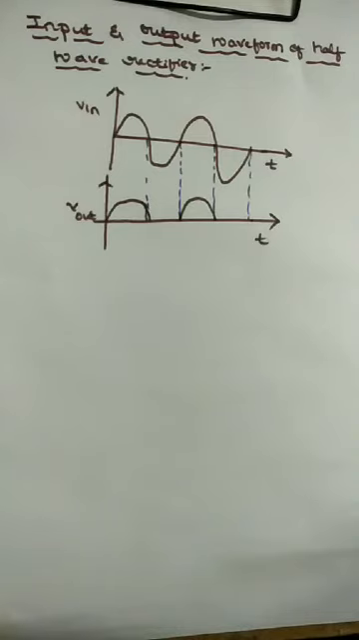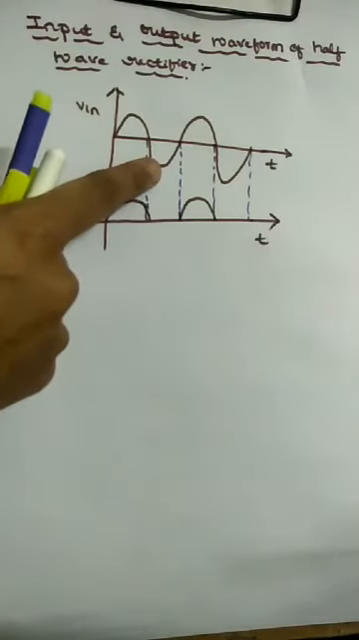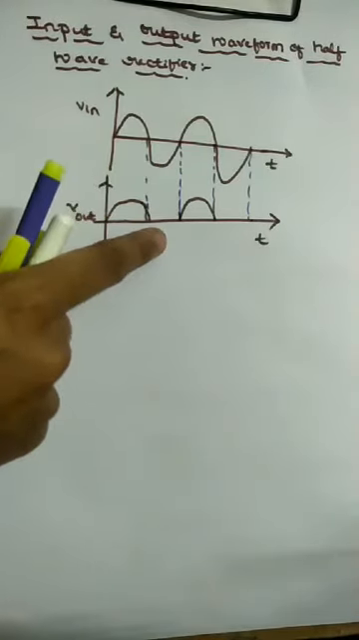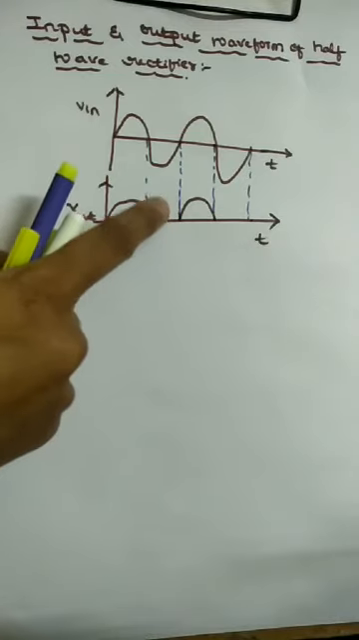So it conducts current only in the positive half of the cycle, that is when the diode is forward biased. When the diode is forward biased, it conducts current. When it is reverse biased, it doesn't conduct current. Therefore there is no rectification.